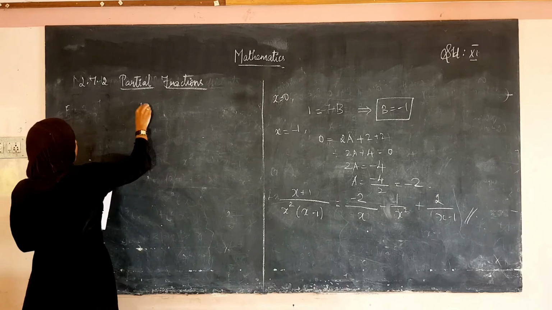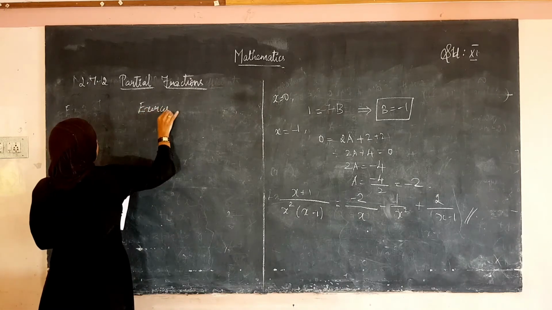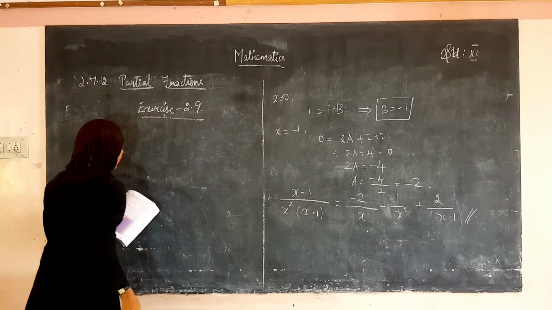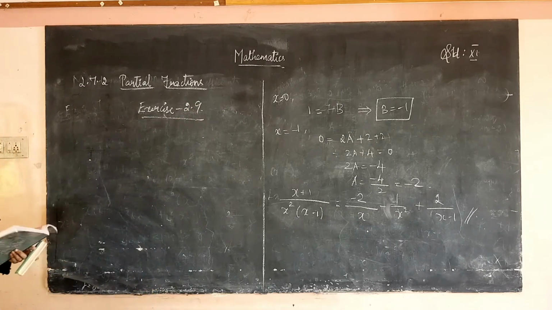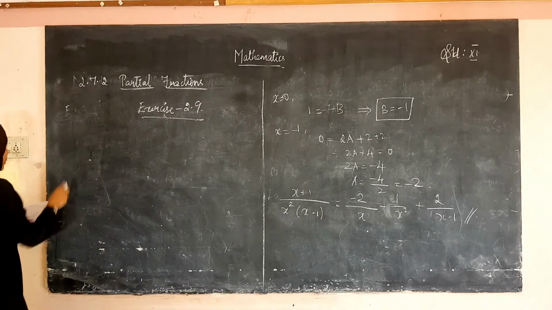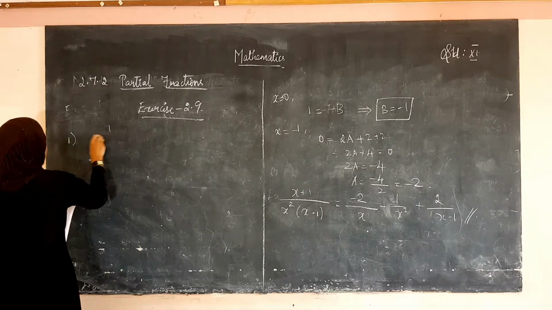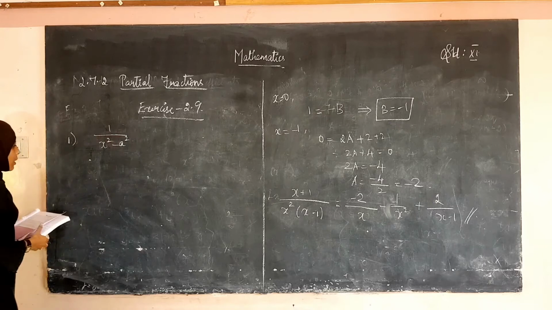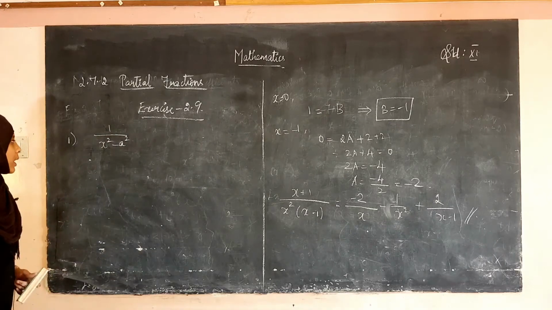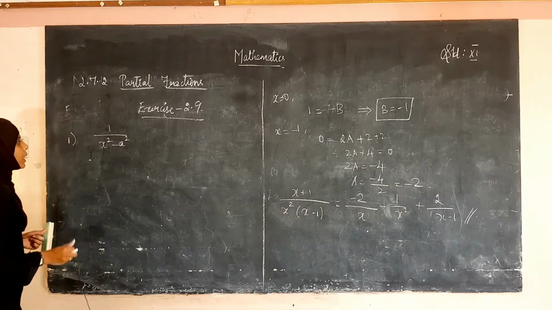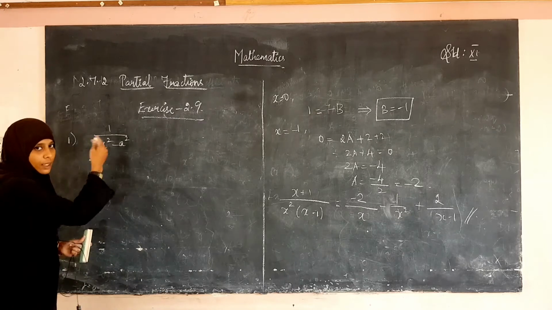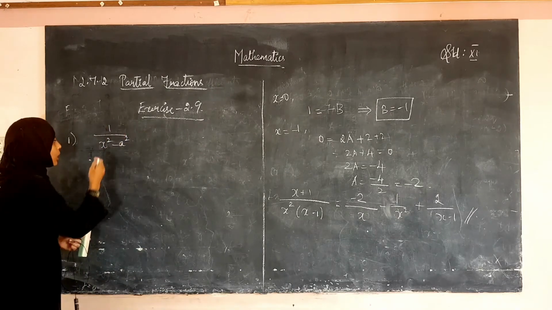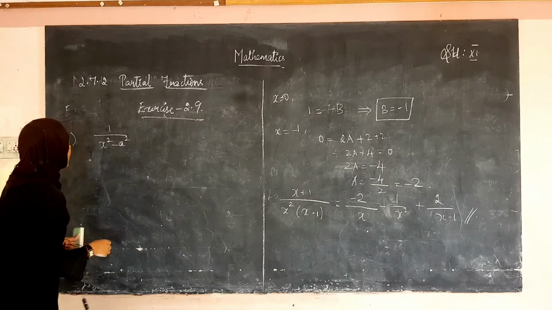Okay. Exercise 2.9. We have to resolve into partial fractions. The first question is 1 divided by x square minus a square. First, we have to see whether the given numerator and denominator are of the proper degree. The numerator is degree 0 and the denominator is of degree 2. So this is smaller, therefore we can continue.